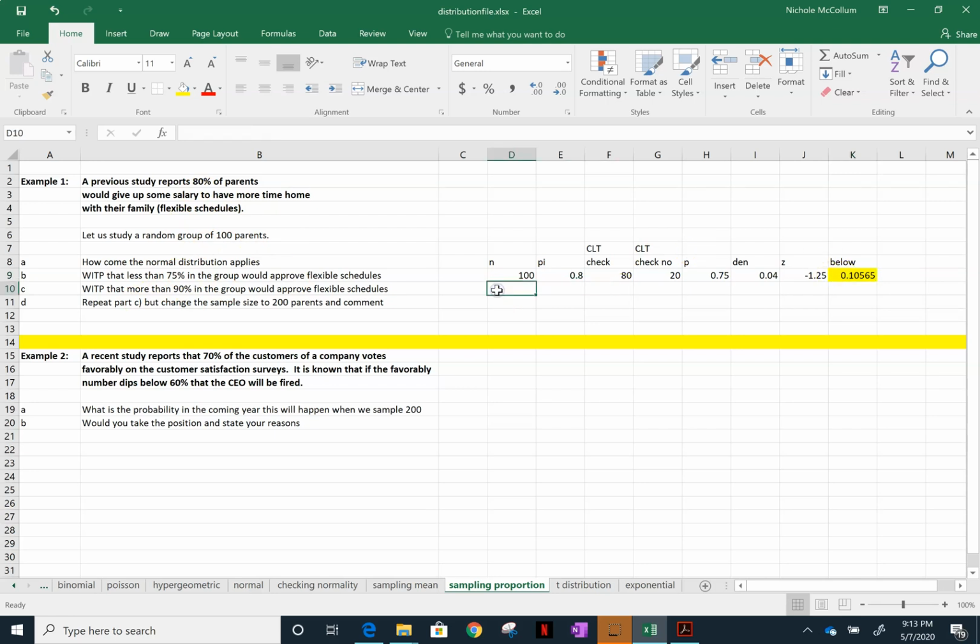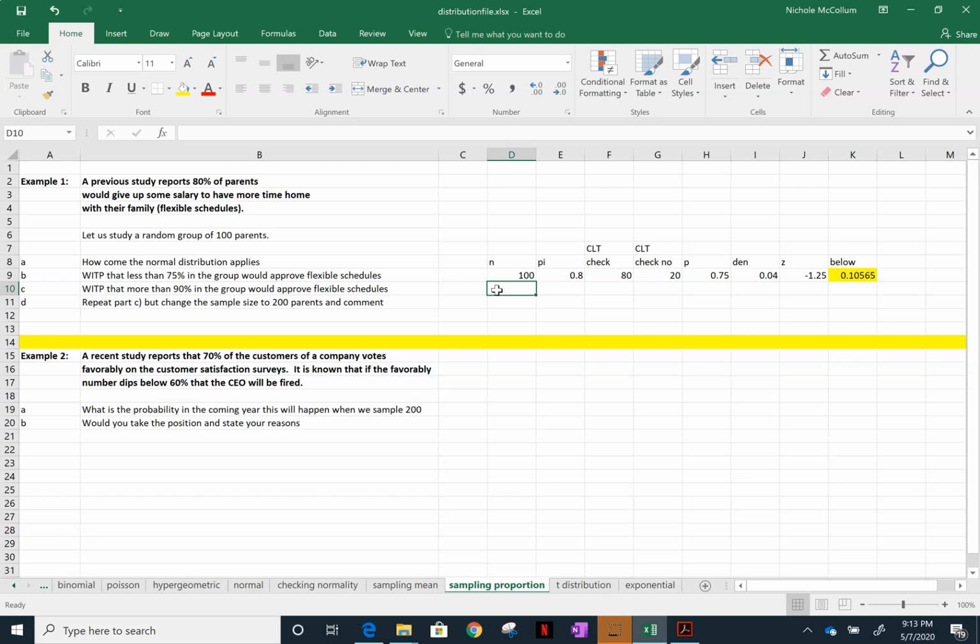Cool. All right, let's wash and repeat. What is the probability that more than 90% in the group would approve the schedule? Let's say we really needed 90% in order to pass the law in the business, and we could say we would all try to do a more flexible schedule. What are the odds of this happening? If we all voted on this, what are the odds of this happening?